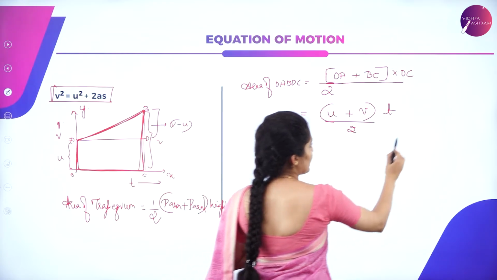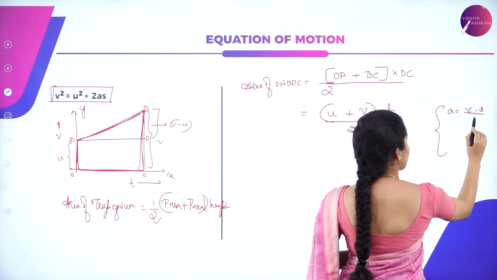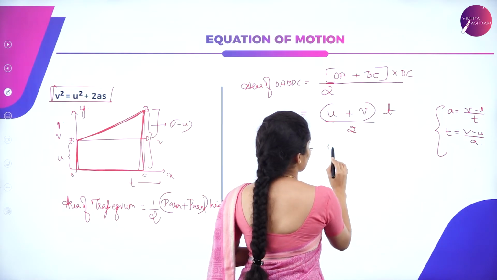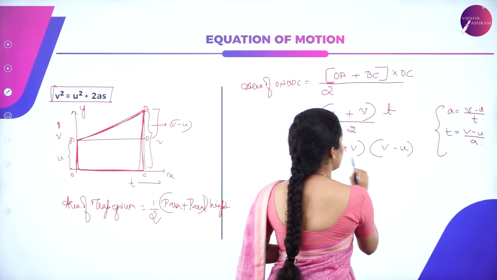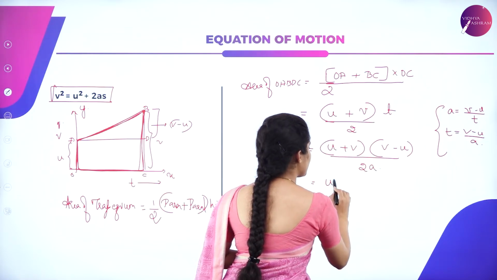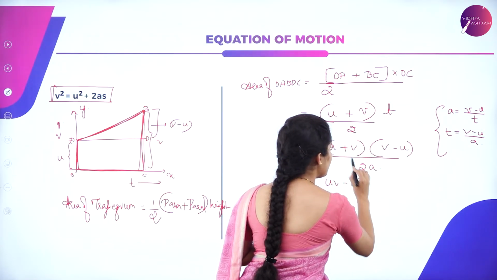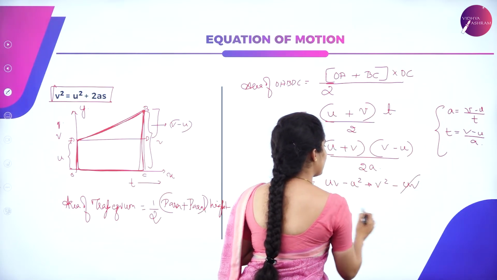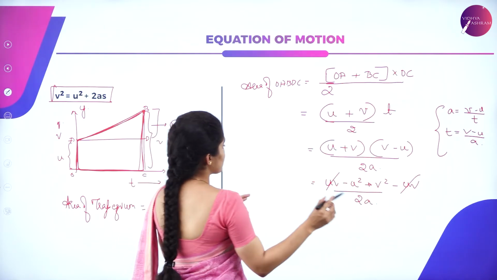Okay, and we know that A is equal to V minus U divided by T. So T is equal to V minus U divided by A. So which is equal to U plus V, and we have V minus U divided by 2A, which is equal to U into V is UV plus U into U is U square, plus into minus is minus U square, plus into plus is plus V square, plus into minus is minus UV. Minus UV plus UV cancels, divided by 2A, and here you are considering area so that you can consider it as S.